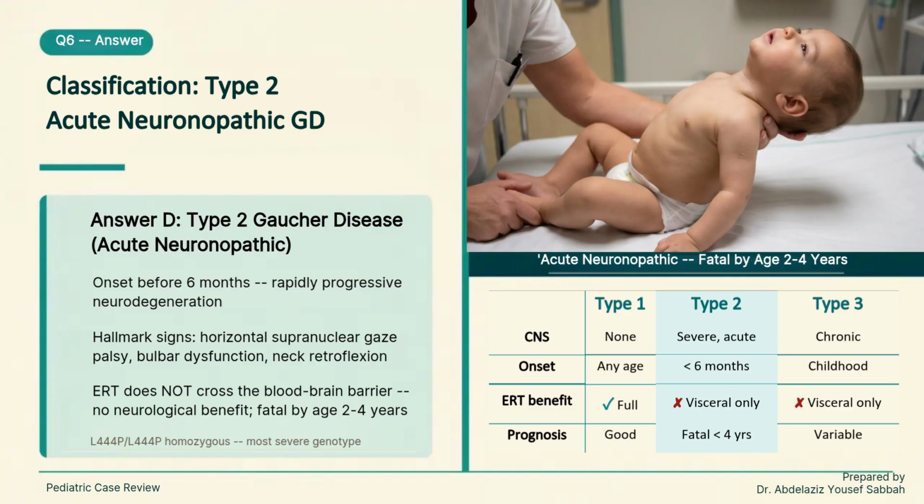The correct answer is option D, type 2 acute neuronopathic Gaucher disease. Type 2 has an onset before 6 months of age with rapidly progressive neurodegeneration. The hallmark signs are horizontal supranuclear gaze palsy, bulbar dysfunction, and neck retroflexion, all of which fit this infant. A critical point is that enzyme replacement therapy does not cross the blood-brain barrier, so it improves the visceral disease but provides no neurological benefit. Type 2 disease is typically fatal by age 2 to 4 years. The L444P genotype on both alleles is associated with severe neuronopathic disease. By contrast, type 1 has no central nervous system involvement, and type 3 follows a more chronic course.